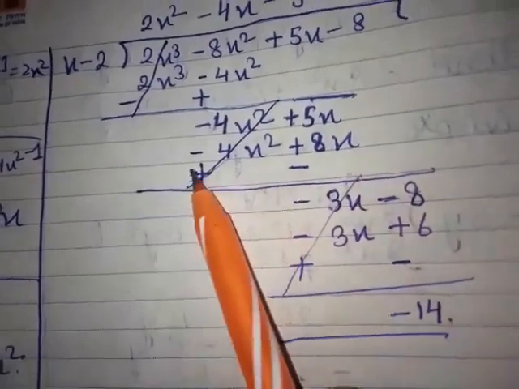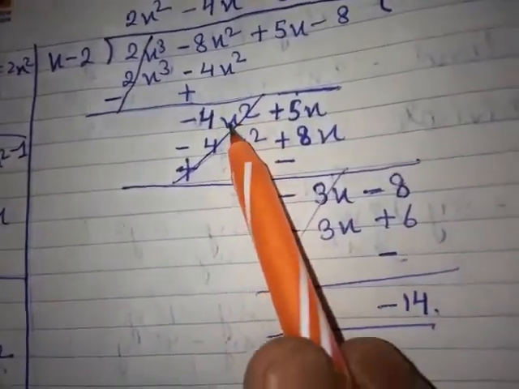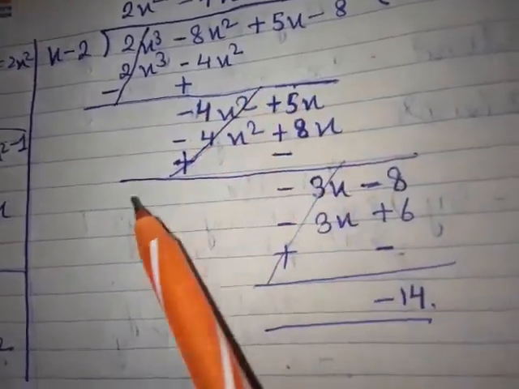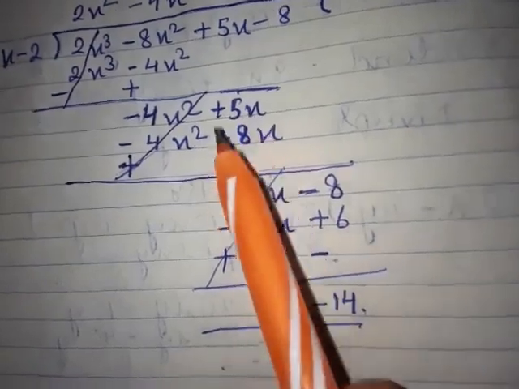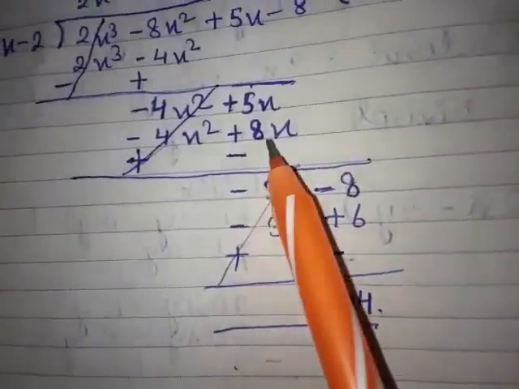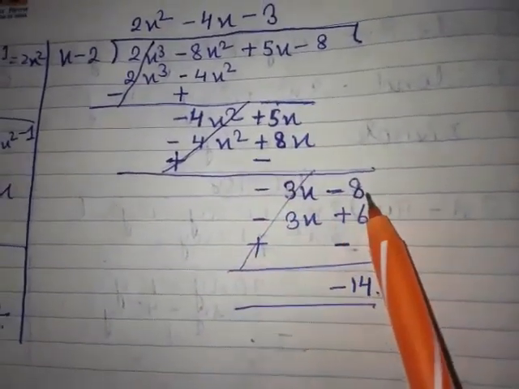As I told you, minus becomes plus and plus becomes minus. So you can see both these are same values, 4x square, one is in plus sign and one is in minus sign, so we have cut it. Now it was plus 5x and minus 8x. Before the greater number there is minus sign, so put the sign and the greater one minus the smaller one. We get minus 3x minus 8.